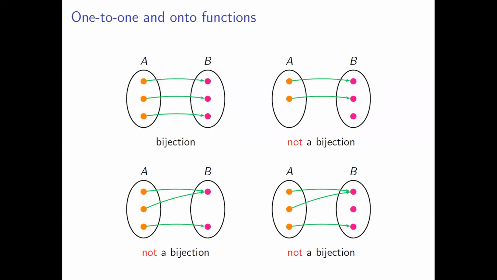The two functions at the right are not bijections because they are not surjective. The function at the lower left is not a bijection because it is not injective.